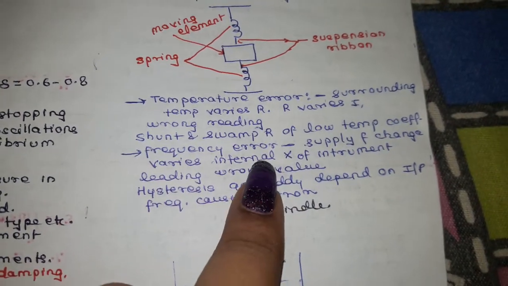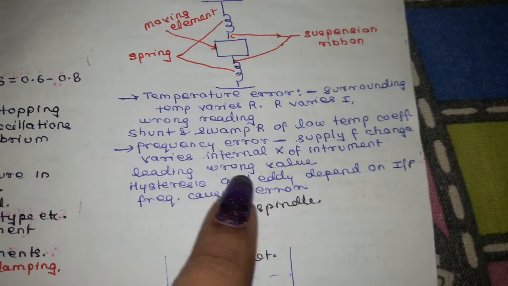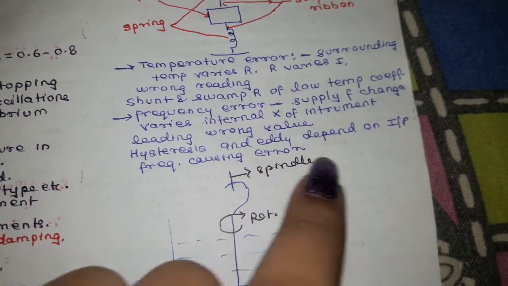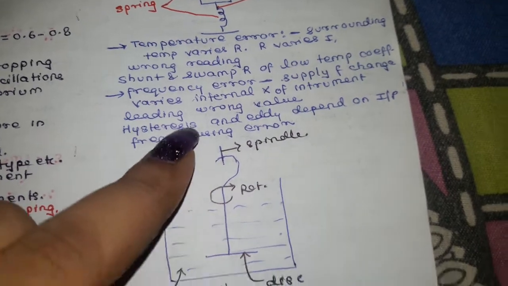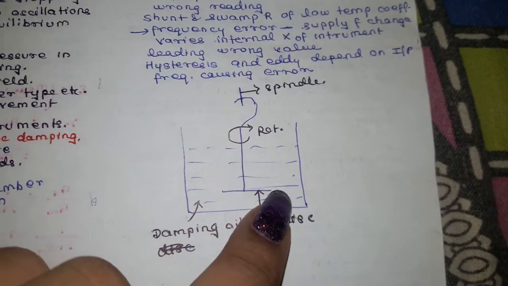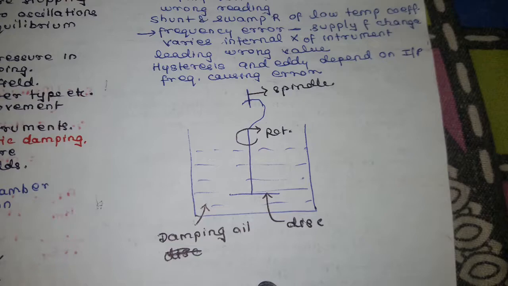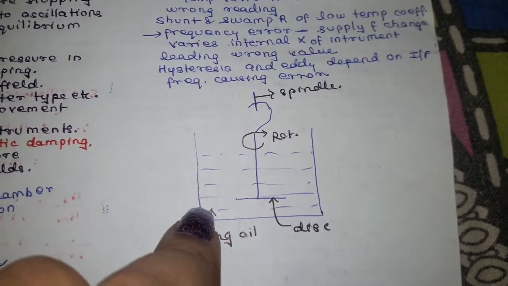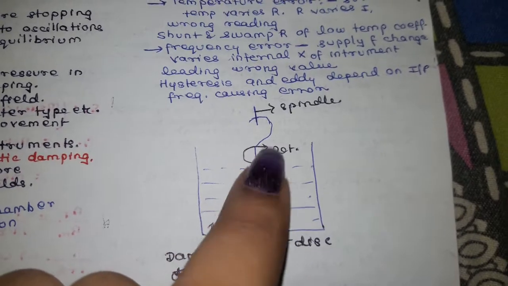Then we have frequency error. The supply frequency may change, leading to a wrong value, and you know the number of losses also varies with frequency. This is causing more error. So we submerge this disc in damping oil. What this does is reduce the frequency error.